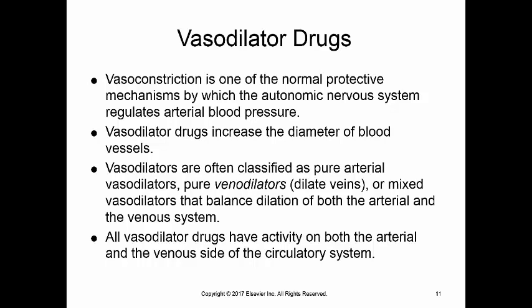We have pure arterial vasodilators, so these work just on the arteries and cause them to vasodilate. We have pure venodilators, so these work just on the veins and cause them to dilate. And then we have mixed vasodilators, and they actually do an equal balance between both arterial and venous dilation. All the drugs have an effect on both arterial and venous side, but usually our pure arterials work much more on the arteries, where our pure venos work much more on the veins, and our mixed work evenly between the two.